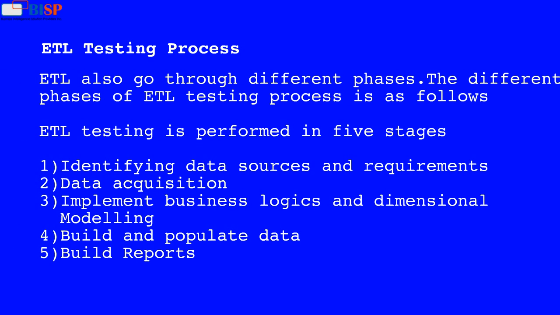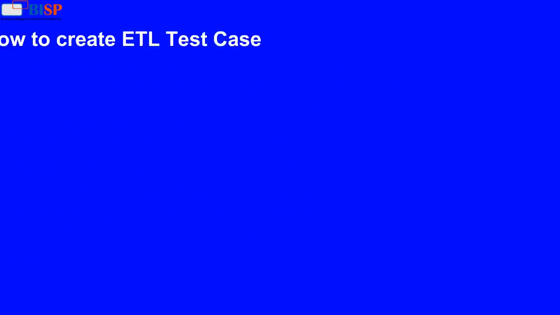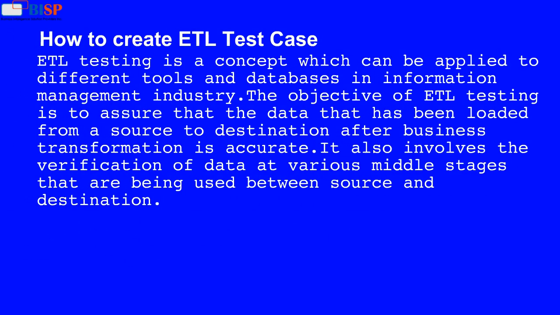ETL testing process. ETL also goes through different phases. The different phases of the ETL testing process are as follows. ETL testing is performed in 5 stages. 1. Identifying data sources and requirements. 2. Data acquisition. 3. Implement business logic and dimensional modeling. 4. Build and populate data. 5. Build reports. How to create an ETL test case.